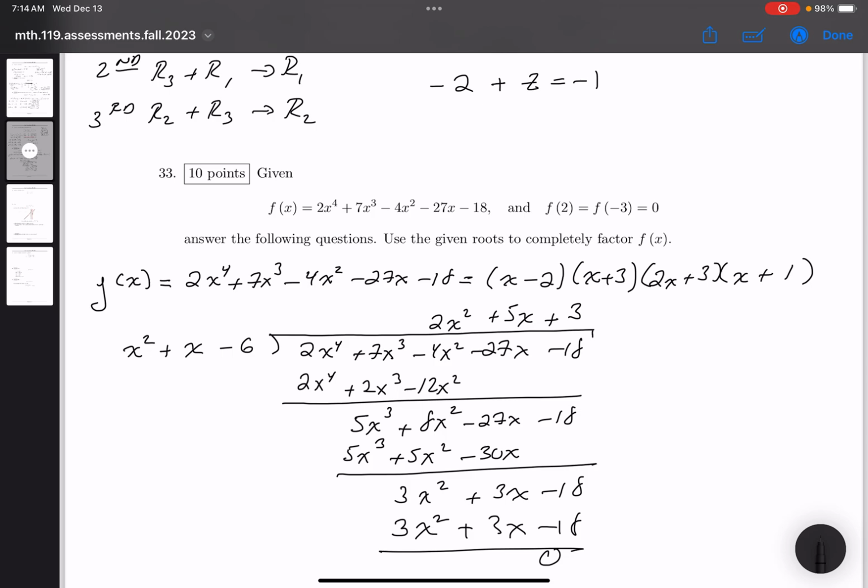That gives me 2x squared. I get 2x and 3x is 5x, and 3 times 1, of course, is 3. So it's the complete factorization of it. All right, we're done with that question.